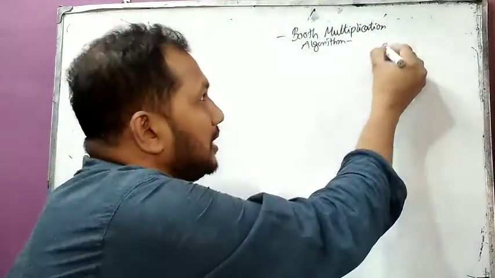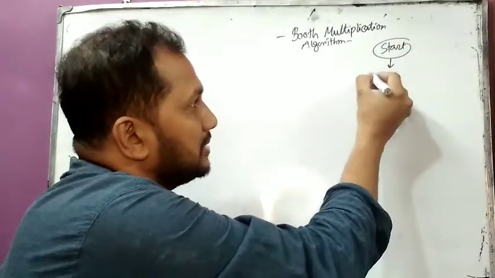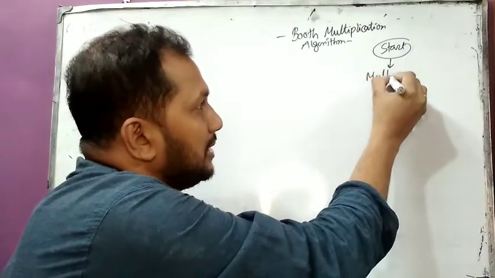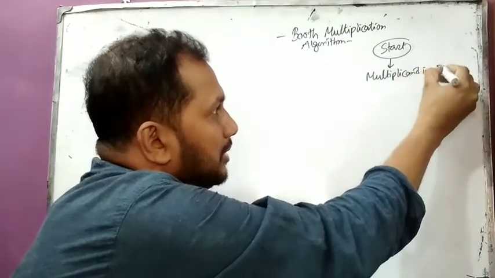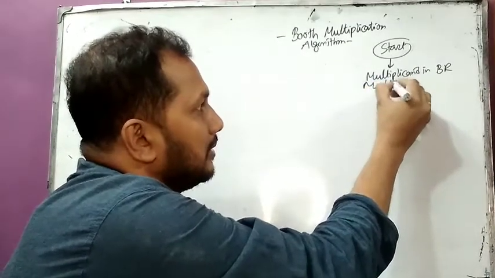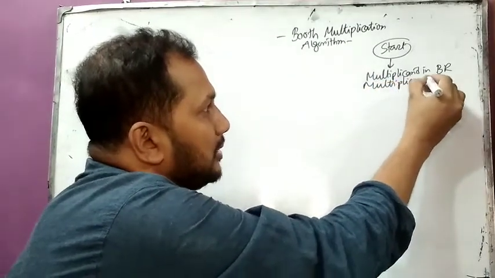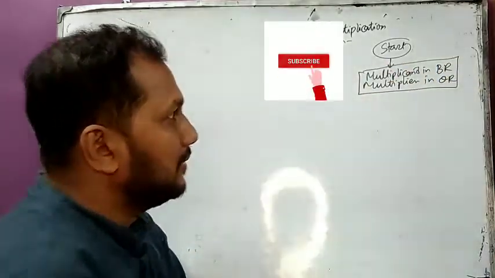First of all, start, and then initialize the multiplicand in BR and the multiplier in QR. This is the first step.